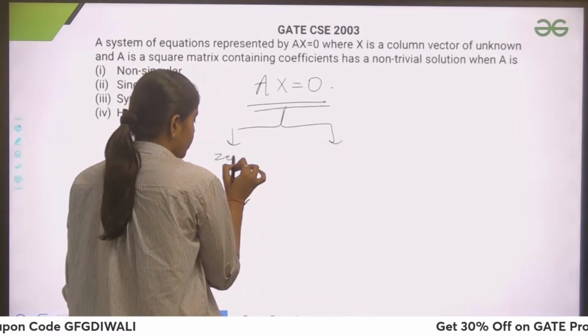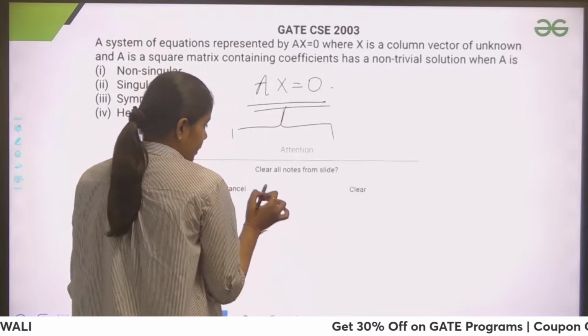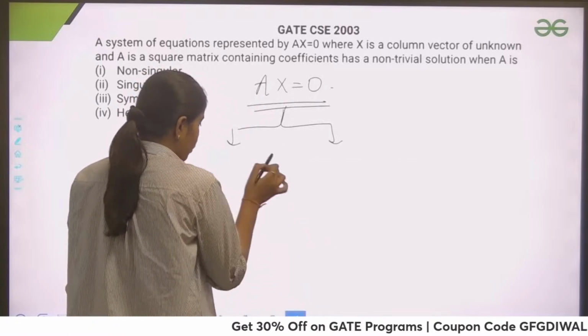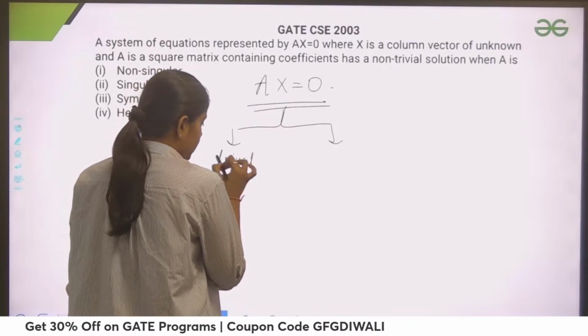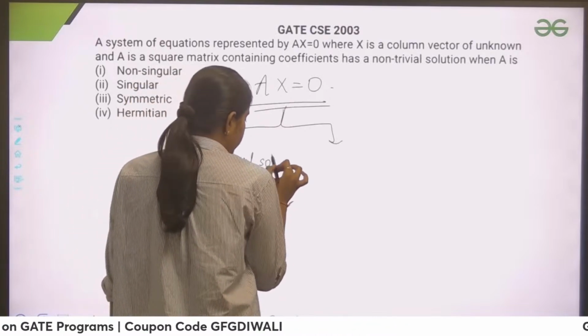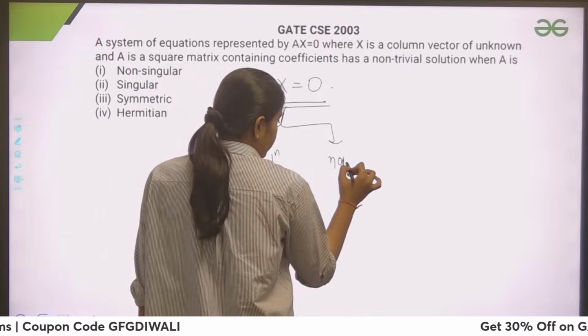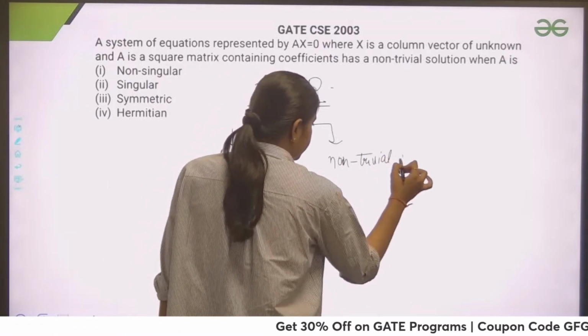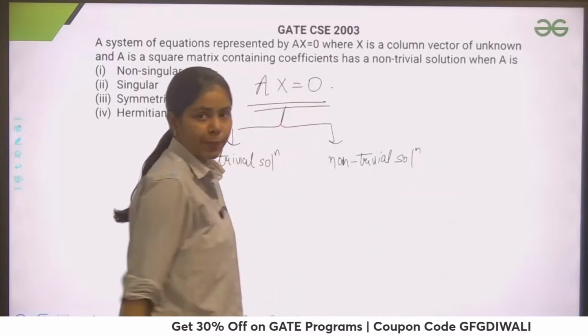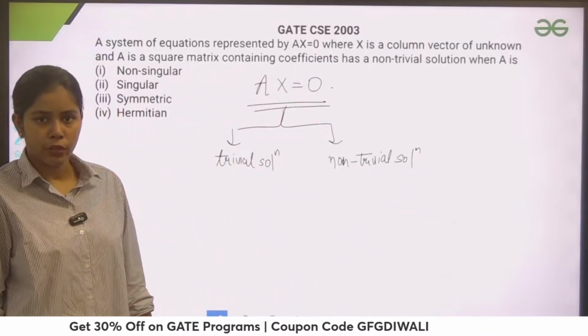Zero solution, or we call it the trivial solution, and non-trivial solution. I have two types of solution here: trivial solution and non-trivial solution.